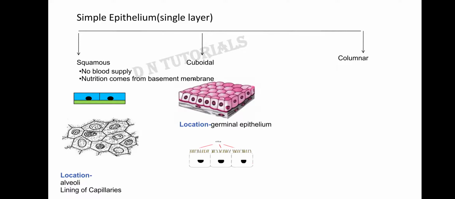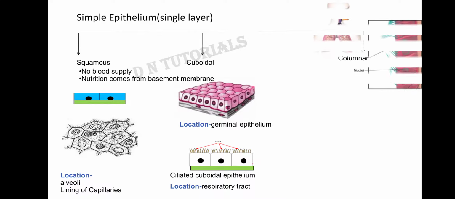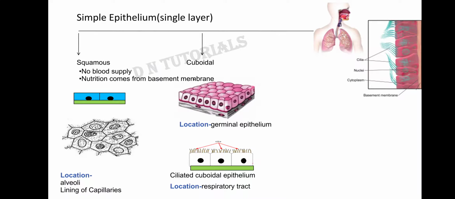Now if these cuboidal epithelial cells are modified and have cilia on their top, such epithelium is called ciliated cuboidal epithelium, and it is located in the respiratory tract. It does not allow the dust particles to enter. It throws out the dust particles from our body.